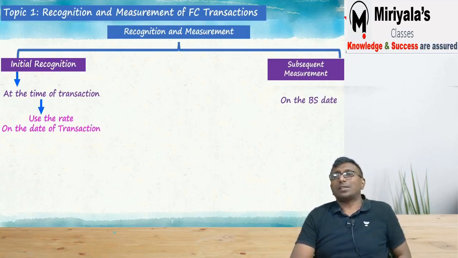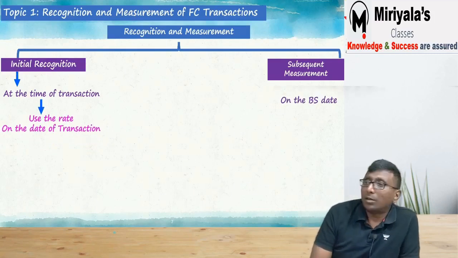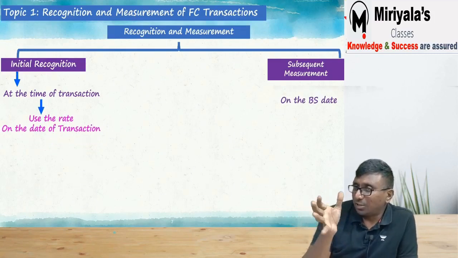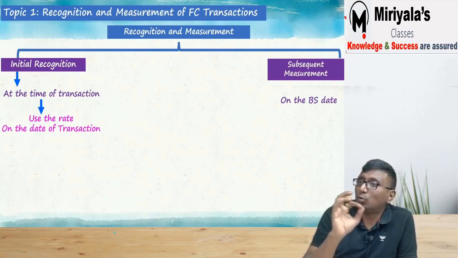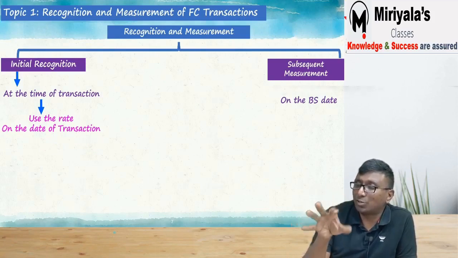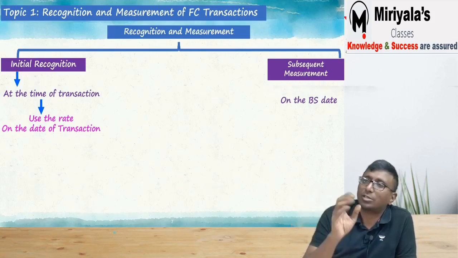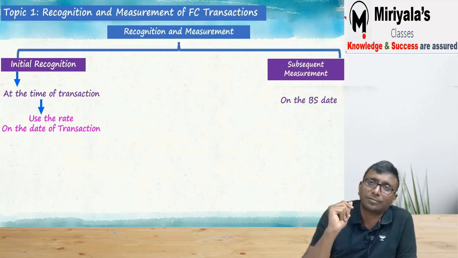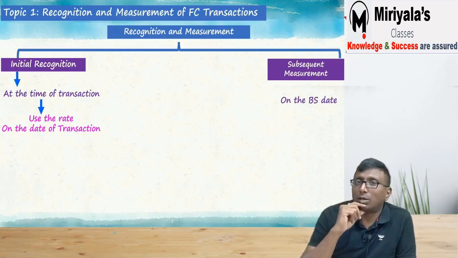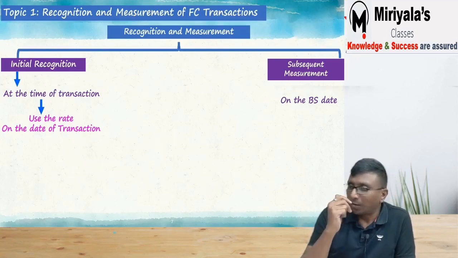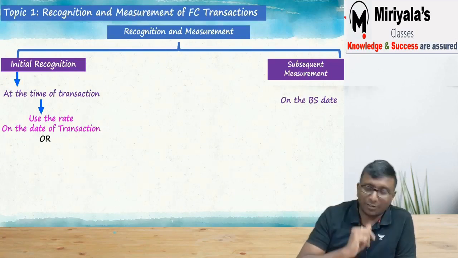So at the time of transaction, what do you do, sir? Use the rate on the date of transaction. First priority should go to the rate on the date of transaction. Understood? Suppose if you say, we will tell like rate on the date of transaction.